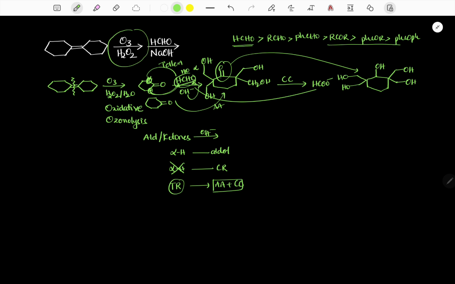The first one is oxidative ozonolysis. The second one is the Tollens reaction.